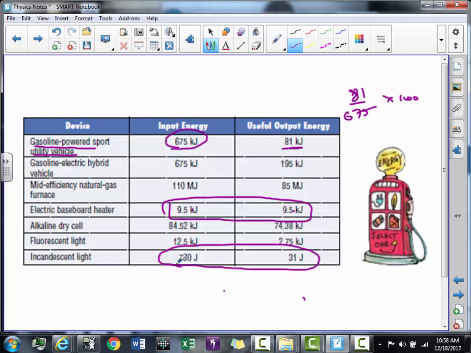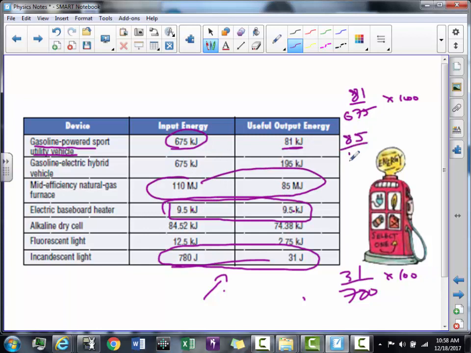If I can give you guys some advice, make sure you know how to use the efficiency formula, because I have multiple test questions on that on our unit test and on our quiz, where I'm going to give you four different devices. I will give you their input and output energies, and you've got to calculate which one's the most efficient. On this slide, if I asked which device is the least efficient, it's going to be the incandescent light, because 31 divided by 780 times 100 is not very efficient. Whereas this one is not bad: 85 out of 110 times 100 is a little bit better.